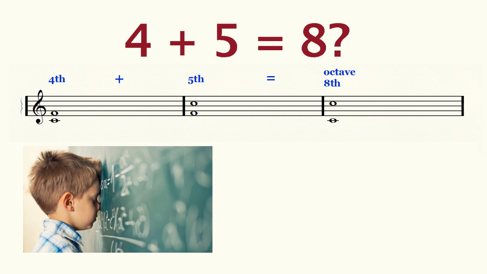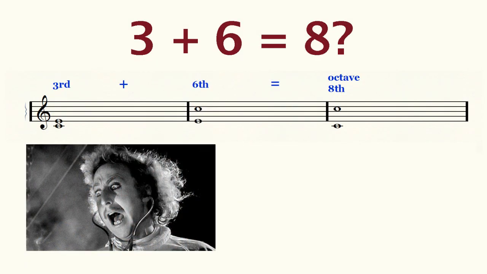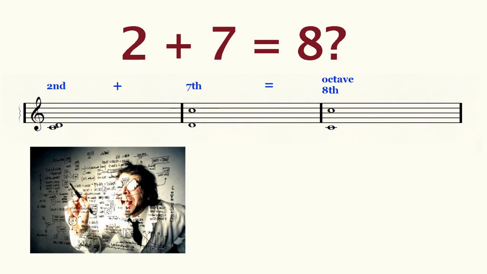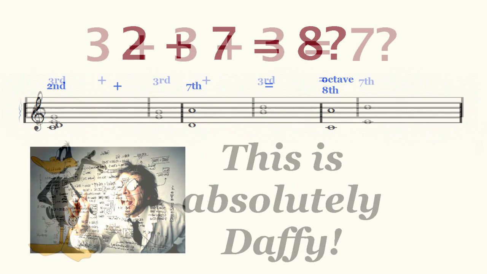When we have a fourth and add a 5th to it, we get an octave. But quite obviously, we are saying that 4 plus 5 equals 8, which clearly is not right. When we add a 3rd and a 6th together, we get an octave. But saying that 3 and 6 equals 8 is again 100% wrong. A 2nd plus a 7th equals an octave. But 2 plus 7 equals 8 is again clearly a false statement.